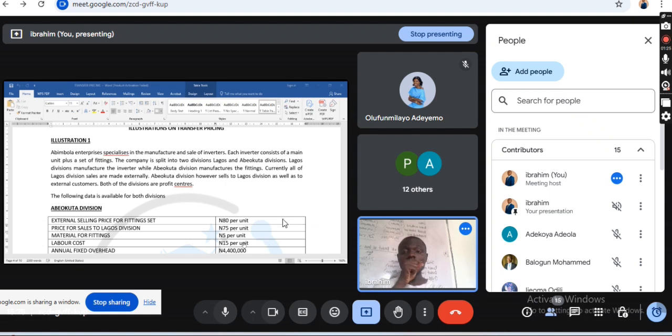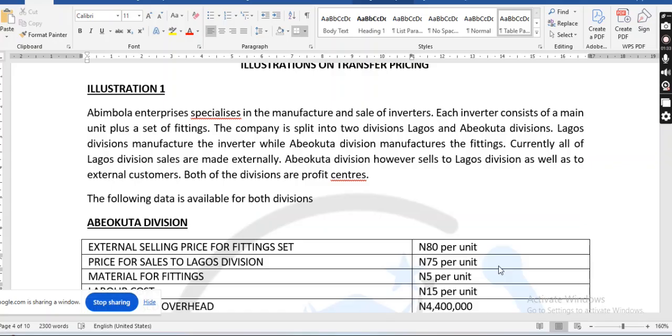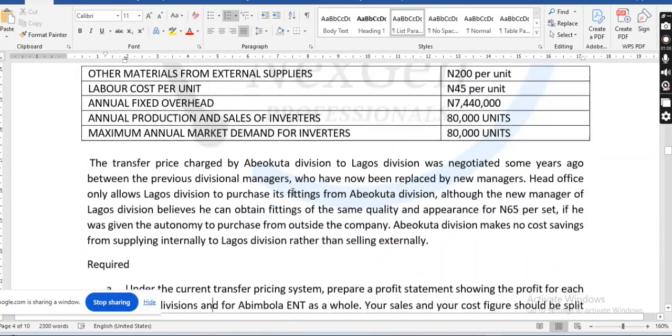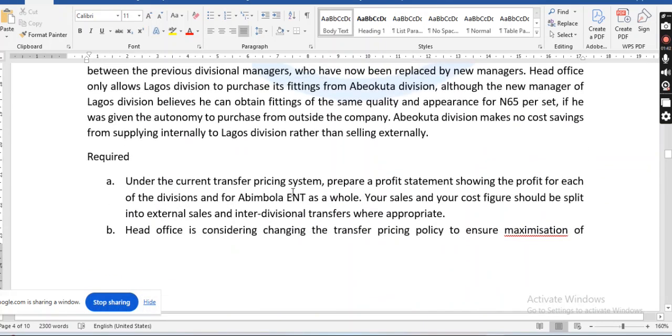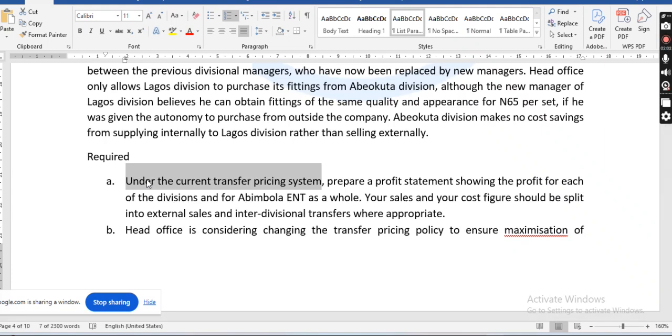So, this is one of the compulsory questions of ICAN. Let's see. Don't forget, the first thing you need to do is to read the required. Under the current transfer pricing system, prepare a profit statement showing the profit for each of the divisions. We don't know the current transfer pricing system. If they say current transfer pricing system, they will be talking about the policy of the organization.